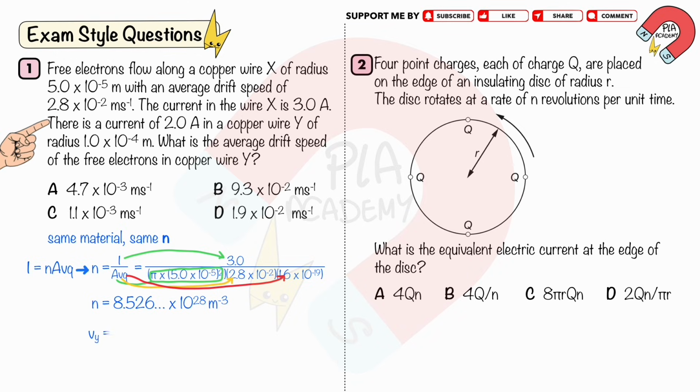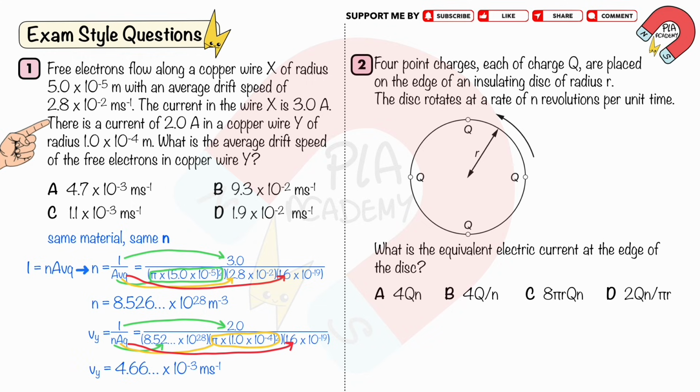We calculate the drift velocity in wire Y using v equals I divided by nAq. Substituting I equals 2 amperes, n equals 8.52 times 10 power 28, A equals pi times the square of 1.0 times 10 power negative 4, and q equals 1.6 times 10 power negative 19 coulombs. We get v equals 4.7 times 10 power negative 3 meters per second to two significant figures.